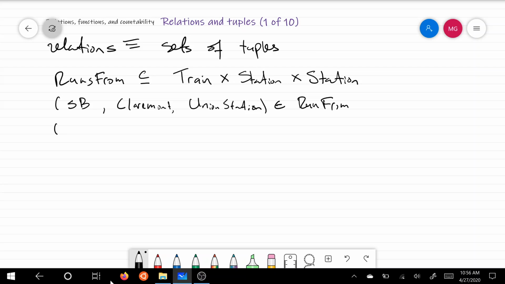Okay, similarly, San Bernardino says there's a train that runs from Montclair to, I don't know, El Monte. There's another station on that line. Also in runs from.